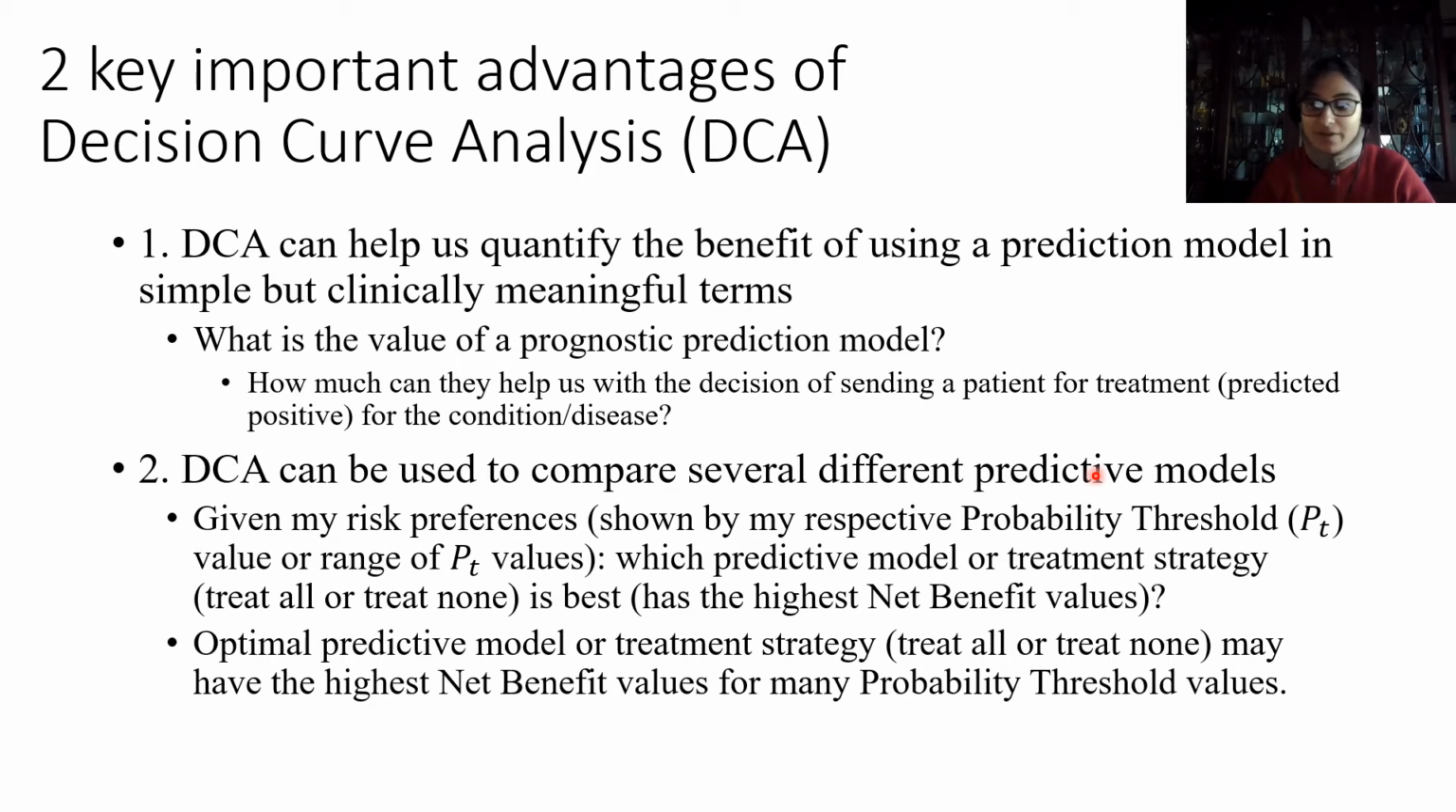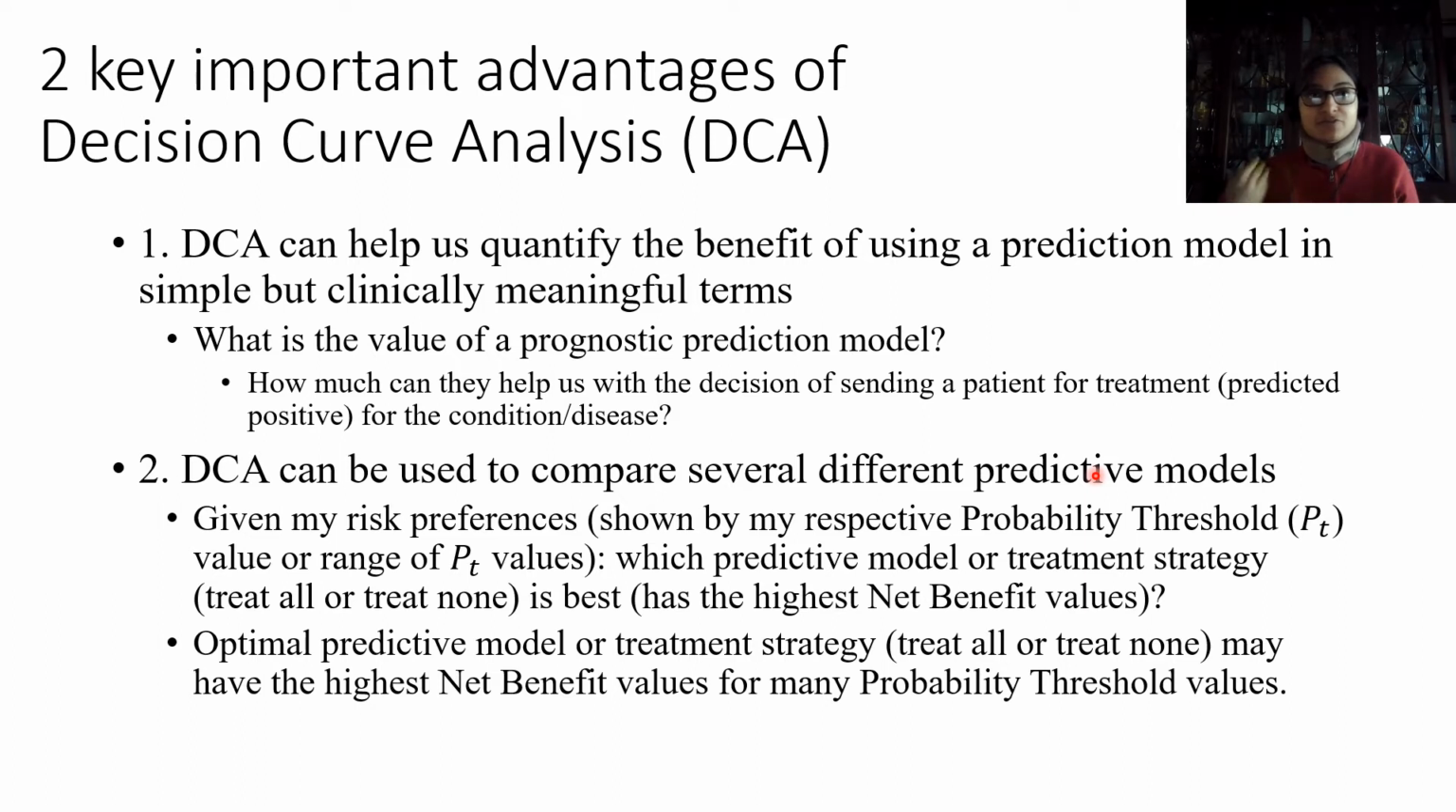And that's one way we can better analyze the positive effects. DCA can have a second advantage, which is that it can be used to help compare several different predictive models. The way we can go in is we can have risk preferences, by our respective probability threshold. We have a range of probability threshold values.